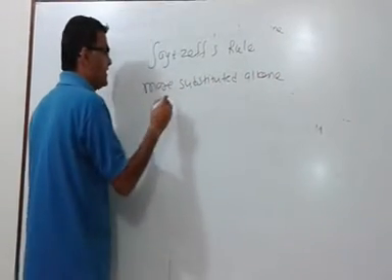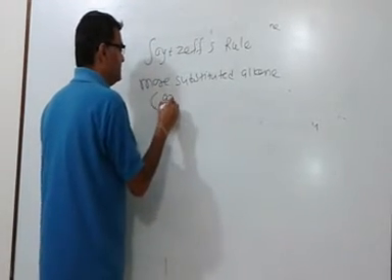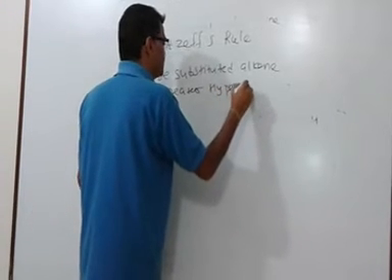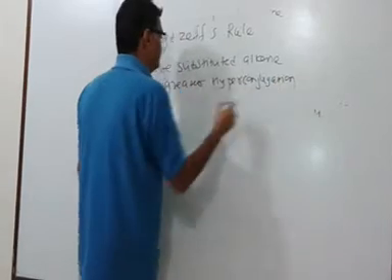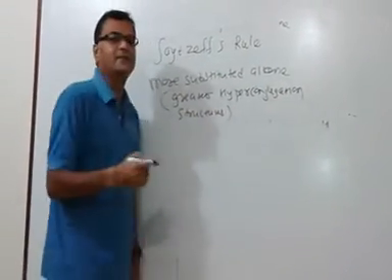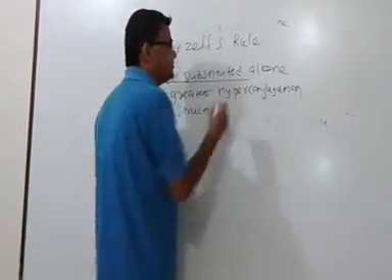it obviously goes without saying that the more substituted alkene is the one having greater hyperconjugation possibilities and greater stability, and is formed as the preferred product. Now let us understand what I mean by more substituted.